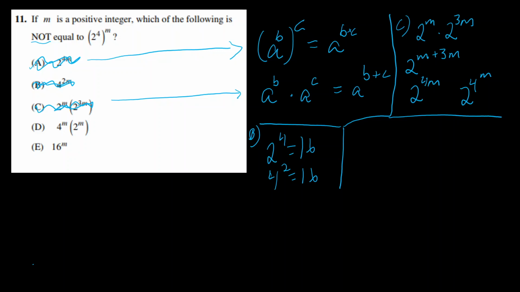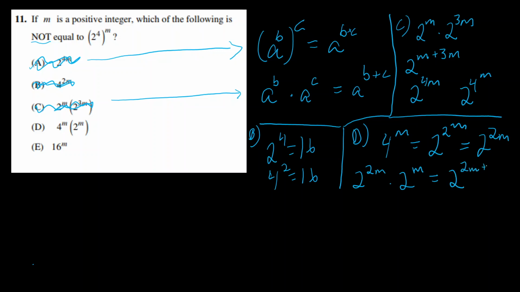4 to the m to the 2m. Well, we can rewrite 4 to the m as 2 to the 2 to the m, which is 2 to the 2m. Then we have 2 to the 2m times 2 to the m. That's going to equal 2 to the 2m plus m, 2 to the 3m, which is not equal. So I'm not liking that one.